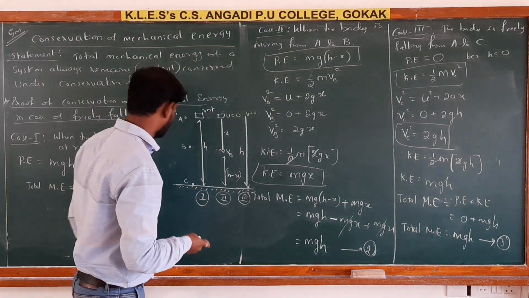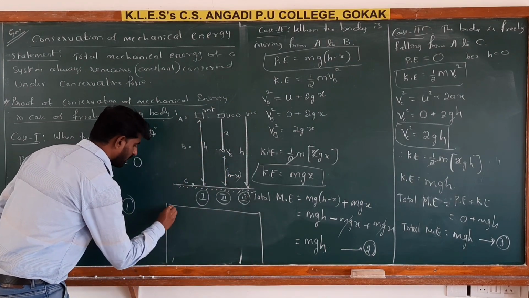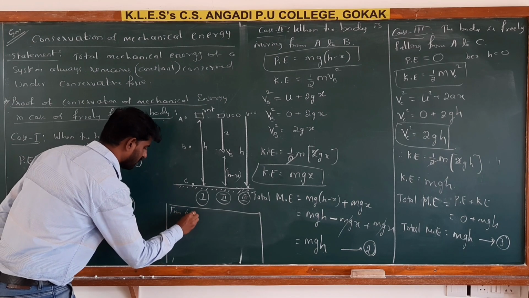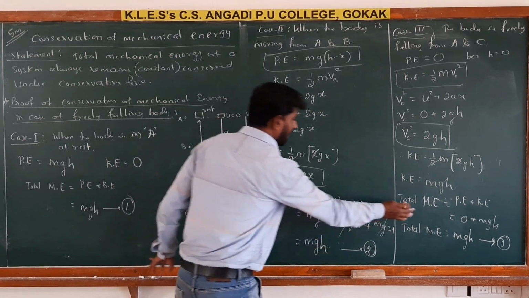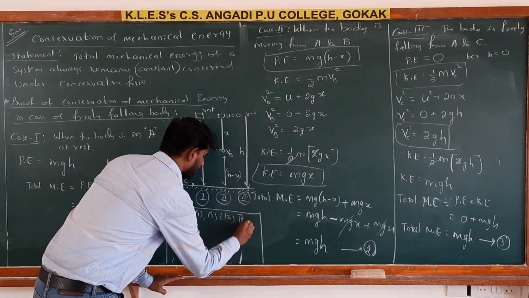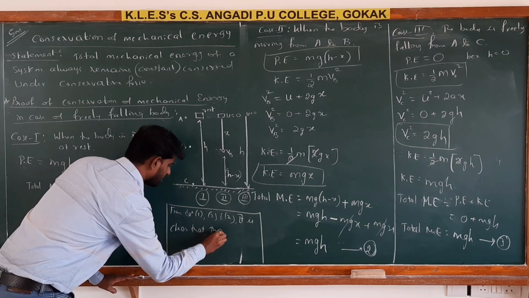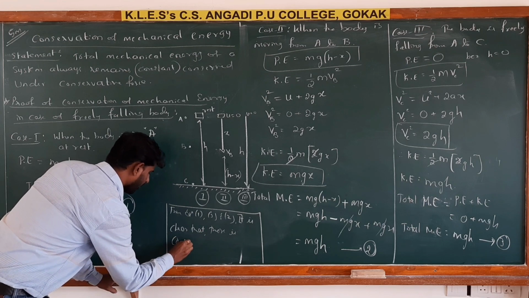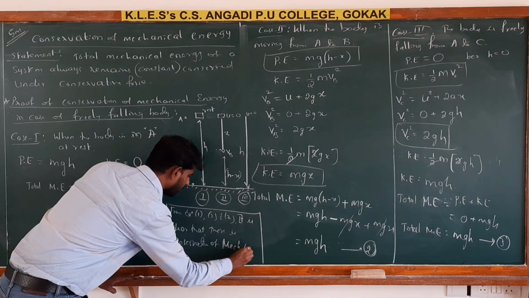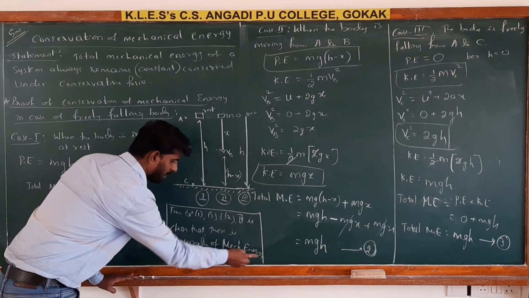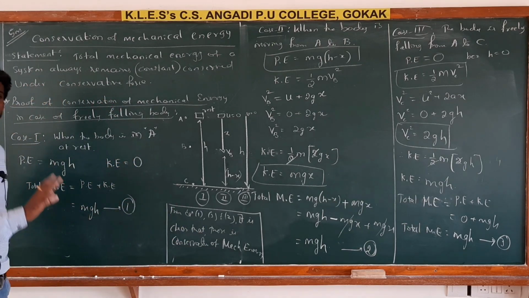Finally, you should write a conclusion. So, the conclusion is, from equation 1, 2 and 3, it is clear that there is conservation of mechanical energy. I have written it in short form, mech energy. If you have written this much, definitely you will get the 5 marks.